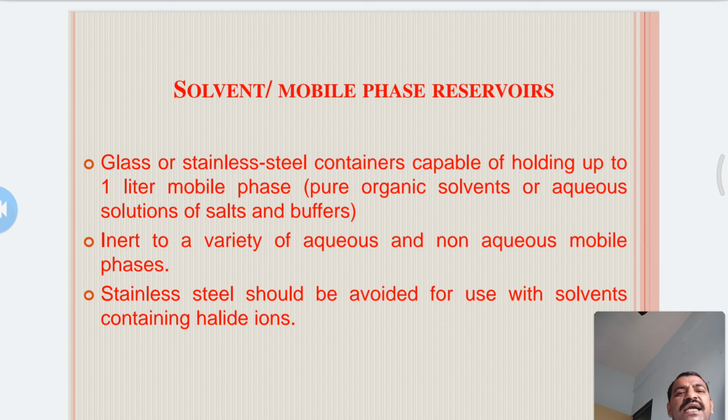Stainless steel should be avoided because some solvents contain halide ions. At that time stainless steel should be avoided, because the halide ions interact with stainless steel.